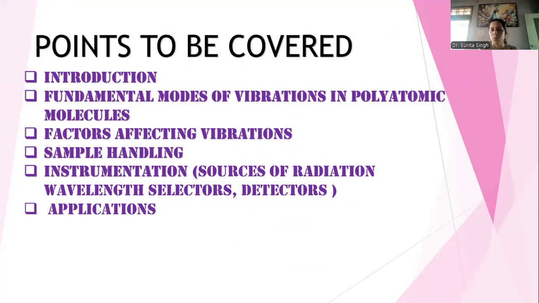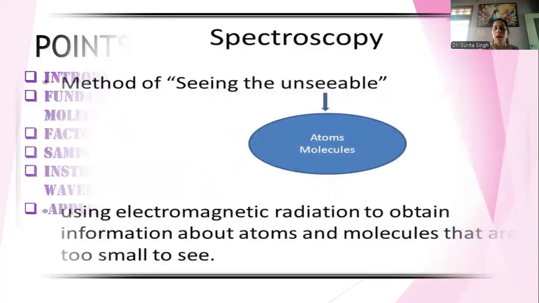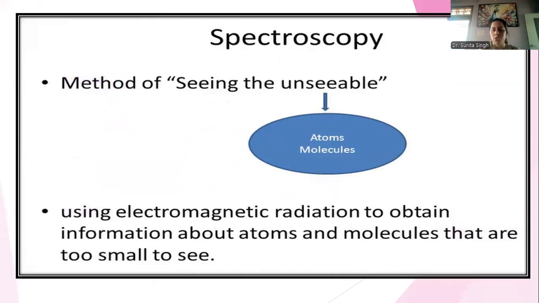As I have earlier told, it is very difficult to compile everything in one lecture, but I have tried. At least you can get a gist, as well as how it is going to be applied in different areas. Spectroscopy means a method for seeing the unseeable, which we can't see directly. So for that purpose, we utilize spectroscopic methods. We have different types like UV spectroscopy, IR, NMR, and they usually use electromagnetic radiations to obtain information about atoms and molecules that are too small to see.